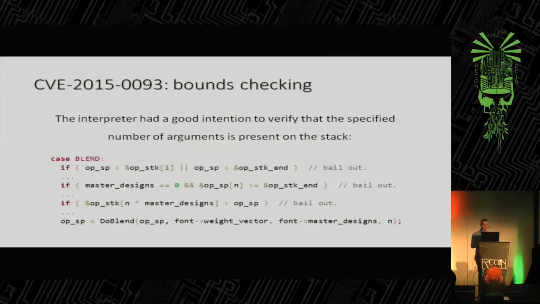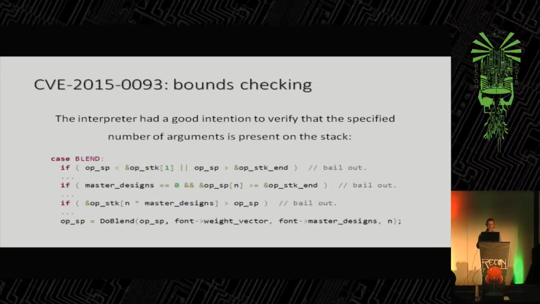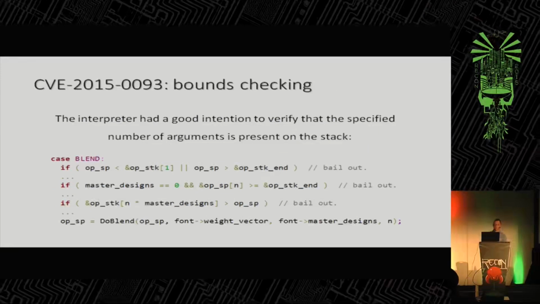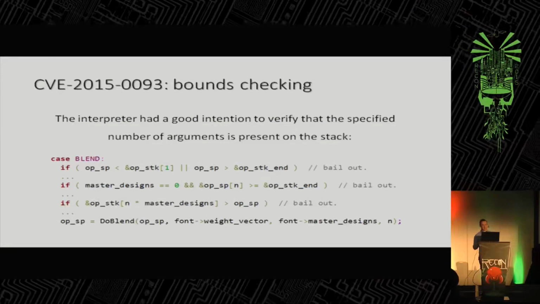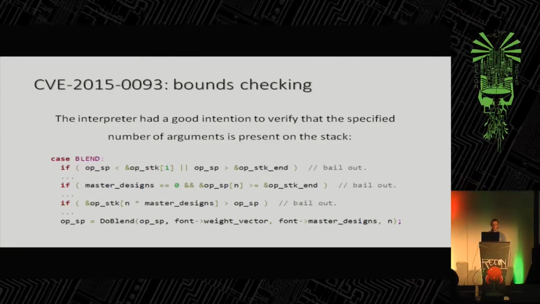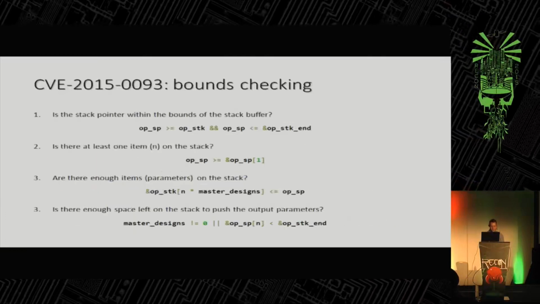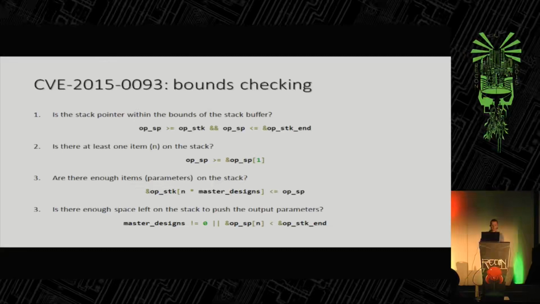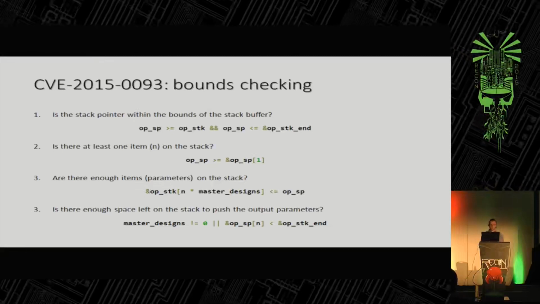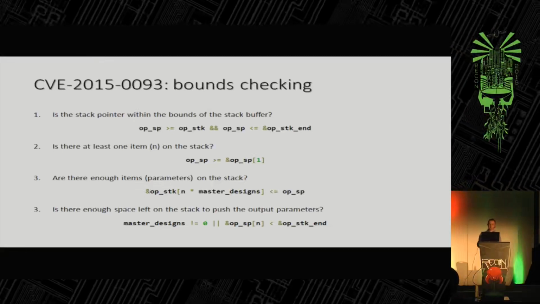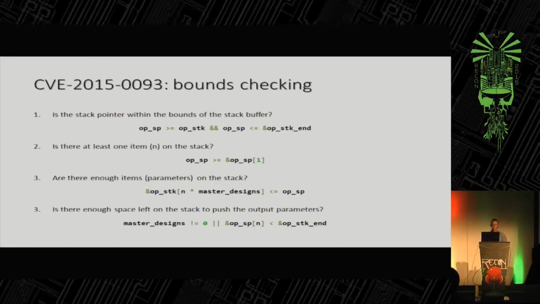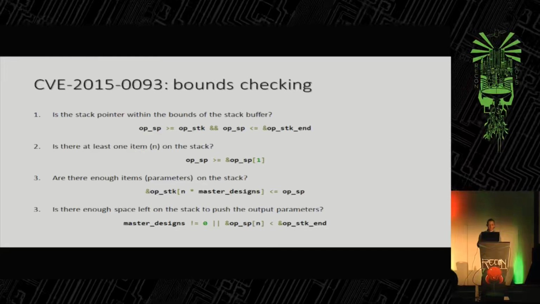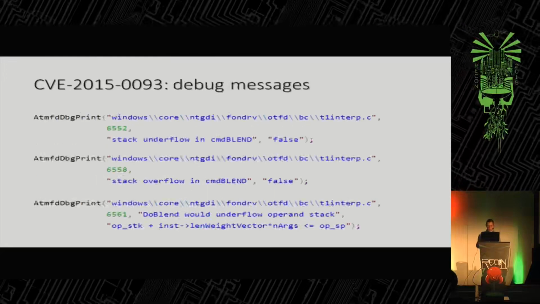So if you look at the code, you can actually see that the interpreter, or maybe the developer rather, had a very good intention to verify that the specified number of arguments are present on the stack and that everything will go fine. So there is a check whether the stack pointer is within the bounds of the stack buffer itself, and there is a check whether there is at least one item on the stack, which is the n value that we're going to pop. It also checked whether there are enough items on the stack and if there is enough space to push the values onto the stack later on.